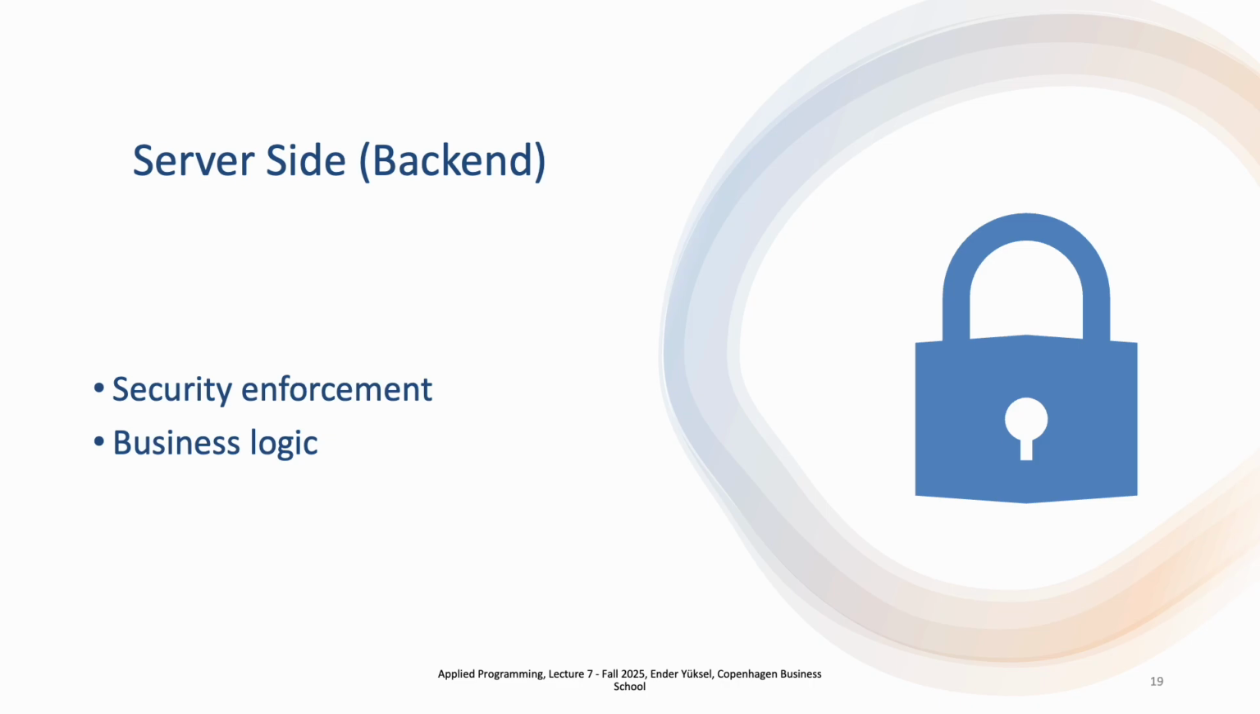Next is the backend, or the server side. This is good for security enforcement, and this is also where the business logic validation happens. In the previous layer, client side, we were getting the user inputs. This is the layer where we are receiving the HTTP requests. So we can also perform data sanitization and data transformation here. We can check the authorization. So in a nutshell, this is where the major validation takes place.